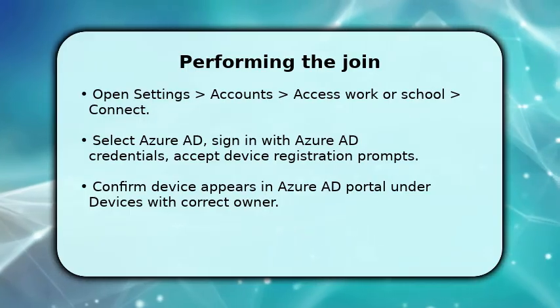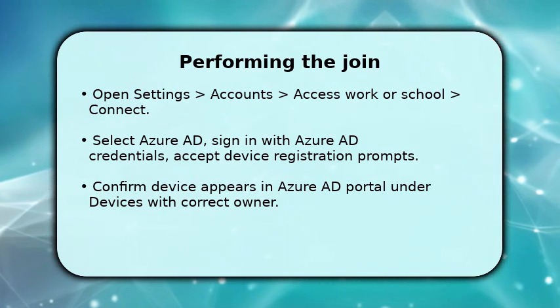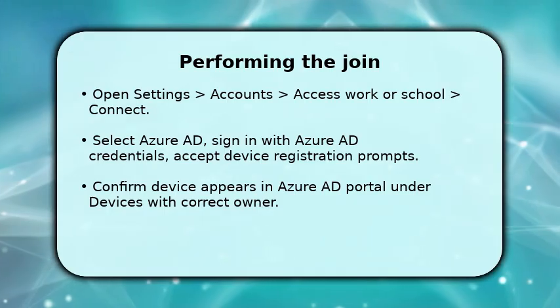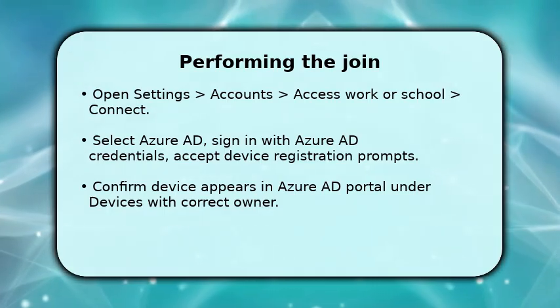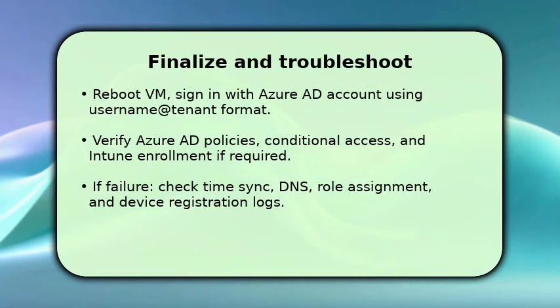Once finished, make sure the VM shows as a registered device in the Azure AD portal and that the assigned role is present. This verifies the machine and identity relationship is established properly. Finish by rebooting and signing in with your Azure AD account using the username at tenant format.